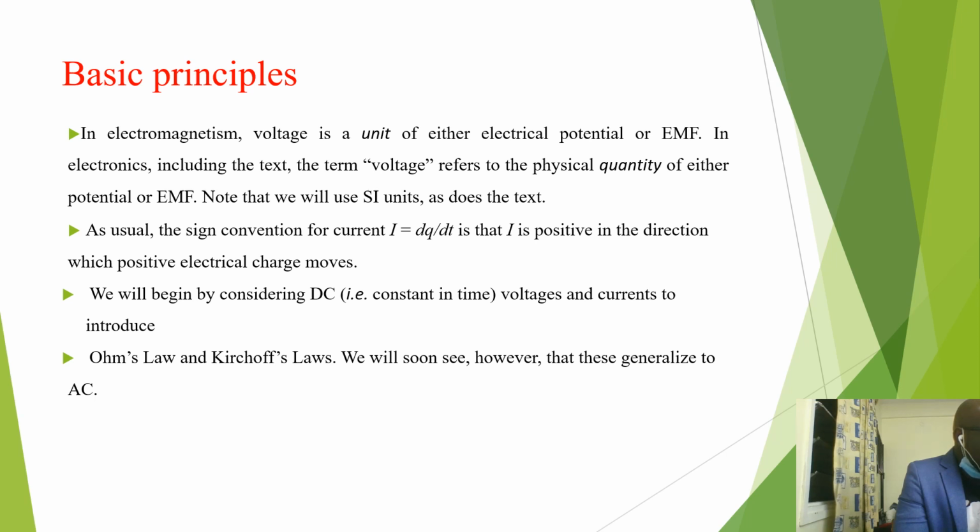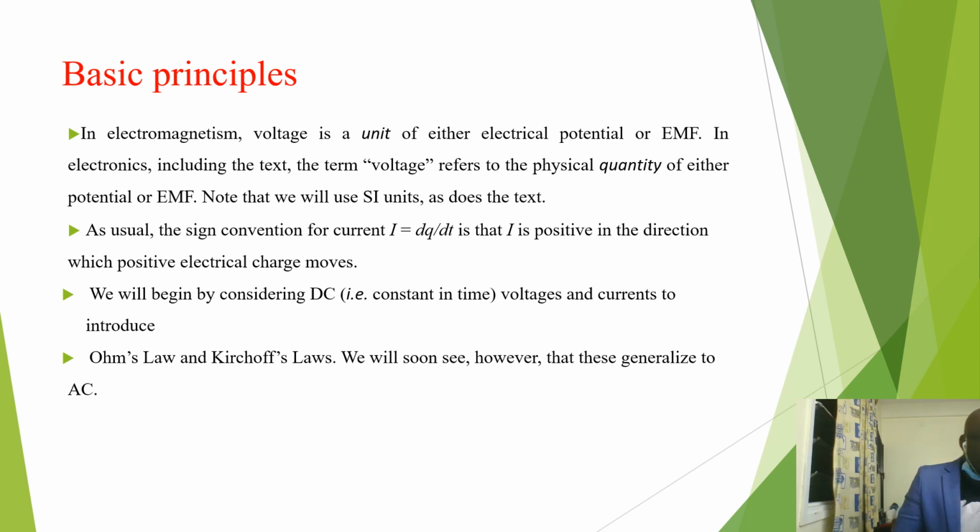As usual, the sign convention for current is capital I, which is given by change in charge over change in time. That is, I is positive in the direction in which positive charges flow. We'll begin by considering DC, that's direct current, where voltage and currents increase in the positive direction. In this case, Ohm's law and Kirchhoff's law, we'll soon see how this generalizes to AC. Therefore, we are starting with DC, and later on we shall move to AC, which is alternating current.